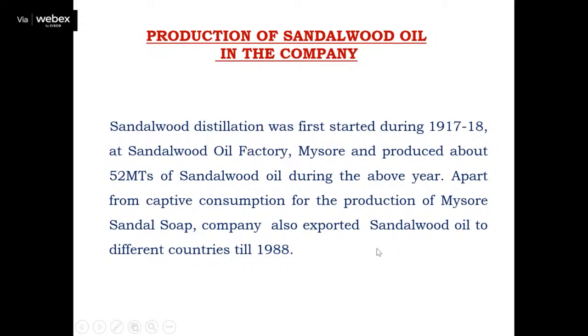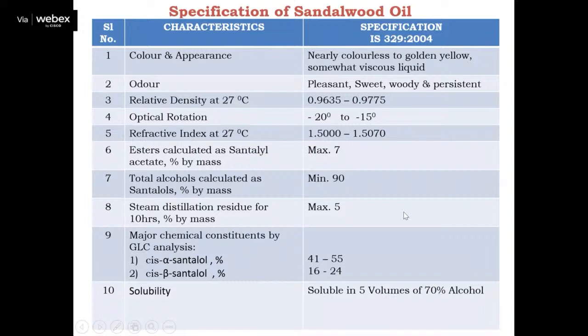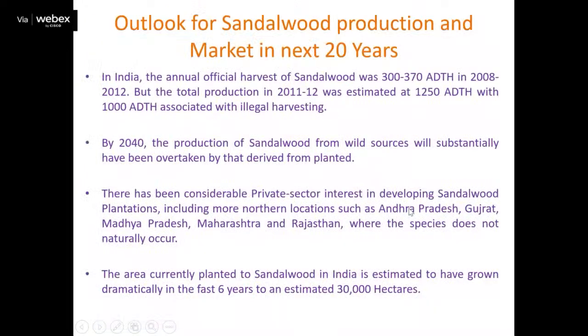The produced sandalwood oil is utilized for making of soaps only. They are not exported. And it was already discussed that the specification of sandalwood oil and its adulteration is derived from Indian Standard 329 2004. We are following the same specification for sandalwood oil testing. And let us see the outlook for sandalwood production and market in the next 20 years.